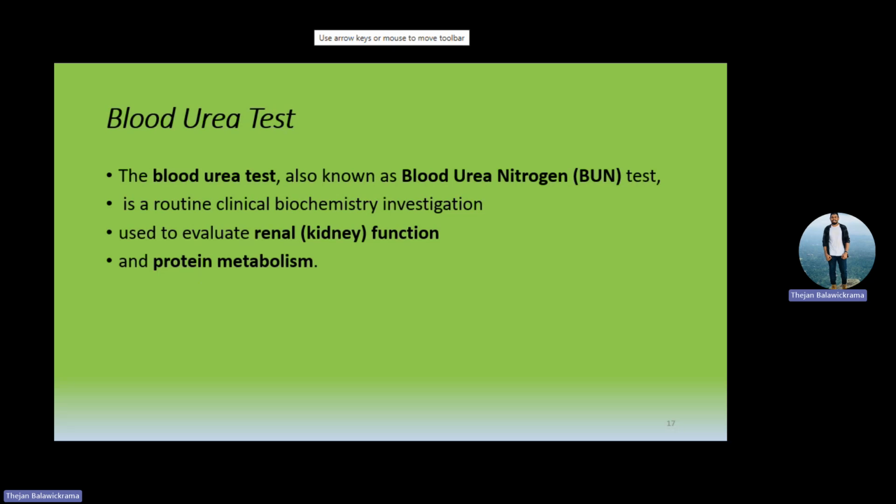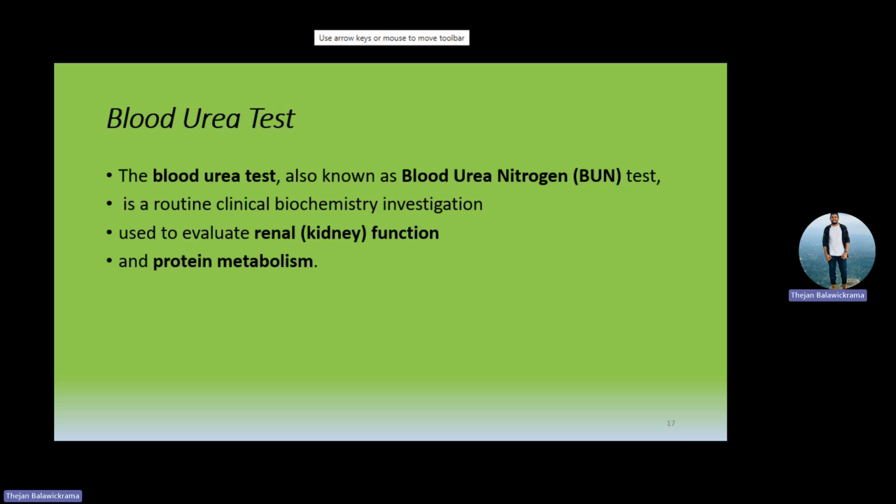Blood urea test, BUN, right? You must be familiar with this test. Blood sugar test you would have done, but I don't think you have done a blood urea test. Anyone who has done it? No. Well, blood urea test.